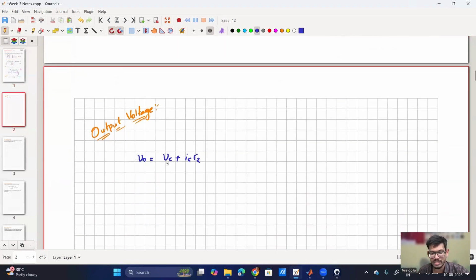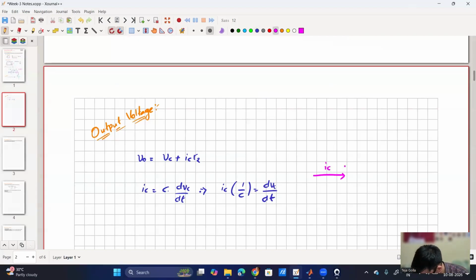But how do I know VC? For calculating VC, I know that IC is equal to C dVc by dt. From this I can say IC into 1 by C is nothing but dVc by dt. Now I will pass this through an integrator. Say my input is IC, then I will pass it through a gain which is 1 by C. Now I will get dVc by dt. Now I will pass this through an integrator to get Vc. Is this clear?